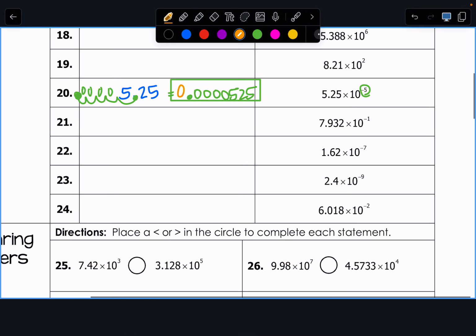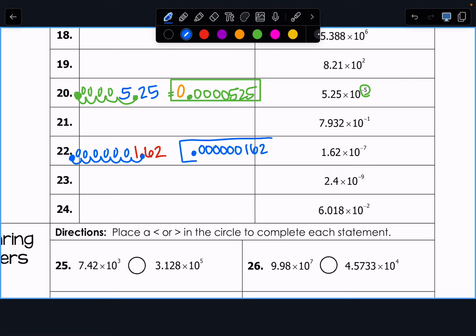Skip down to 22. How many times do we get to move our decimal in 22? 7 times. So here's our decimal: 1, 2, 3, 4, 5, 6, 7. How many empty spaces do we have? We have 6 empty spaces, so 6 zeros, then 1, 6, 2. And sometimes you're going to see that 0 before the decimal as a placeholder.